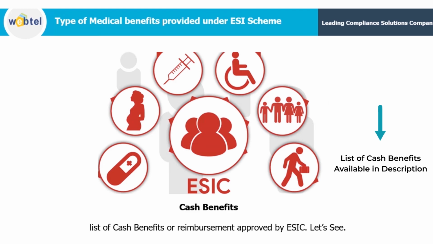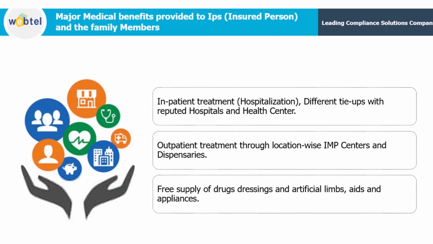Now there are some cash benefits also provided by the ESIC. So let's just see the cash benefits. Say, for example, if there is a hospitalization case, inpatient treatment, then the ESIC has a tie-up with reputed hospitals and health centers. The employee can get treated in different hospitals tied up with the ESIC dispensaries.